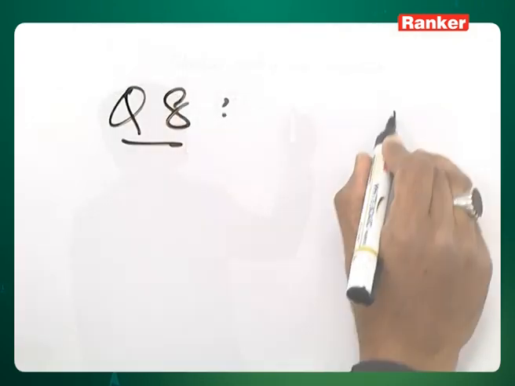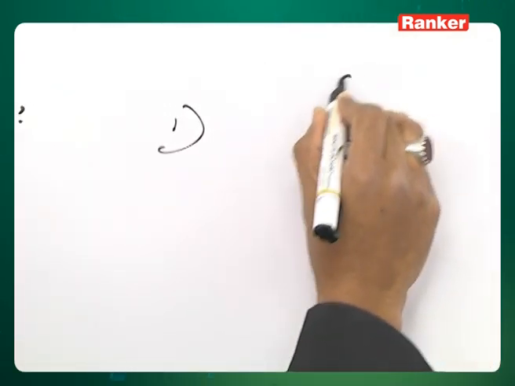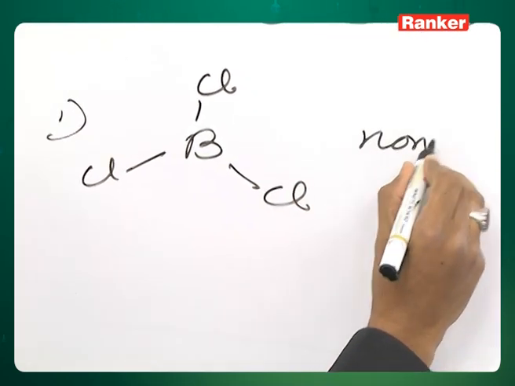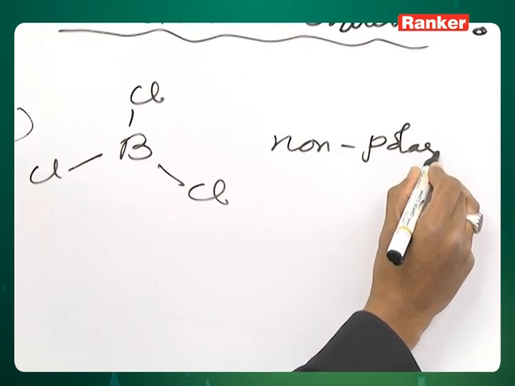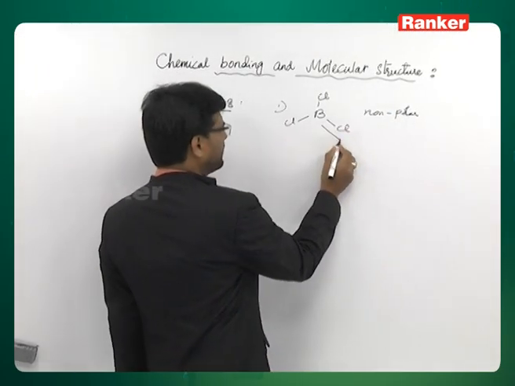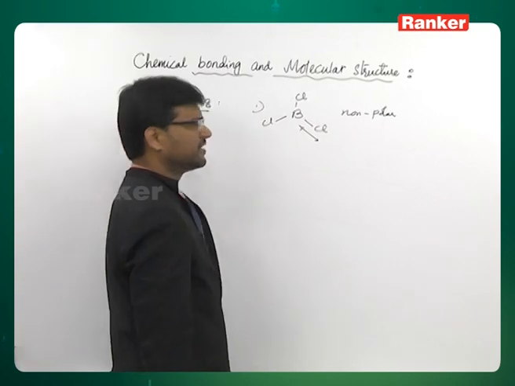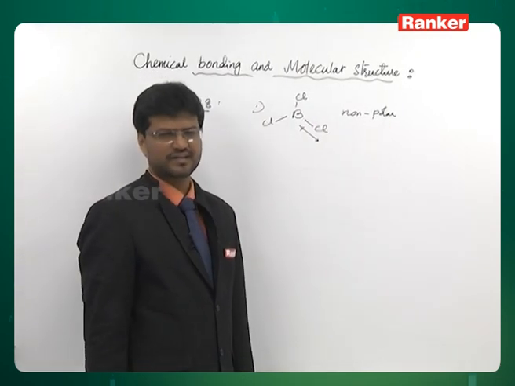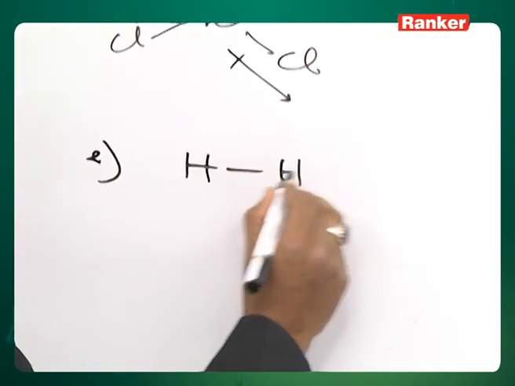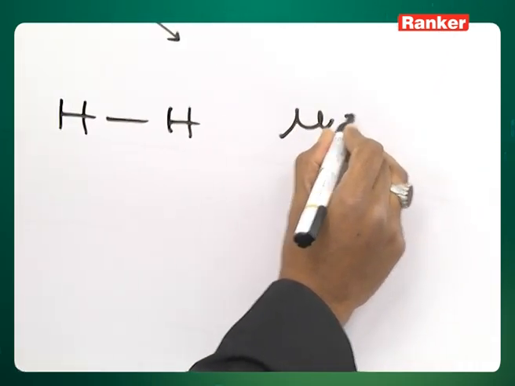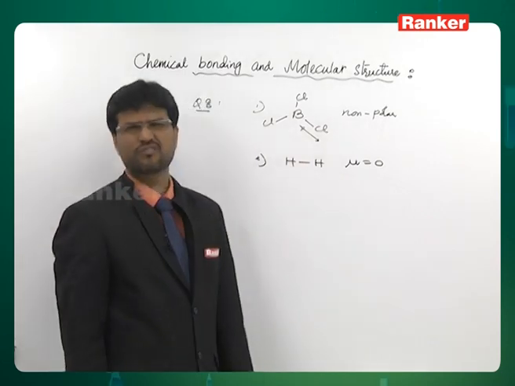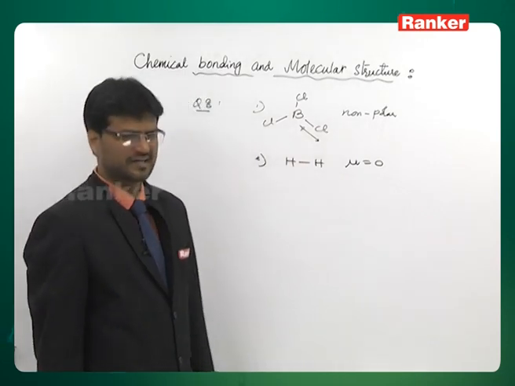Look, first option is BCl3. BCl3 as such is nonpolar. Nonpolar, that means mu equals 0, but the bond moment is finite. So, this is the correct answer. Look at the second option, H2, mu equals 0, and polar bond is also not there. Only one bond is there, and that is between identical atoms.